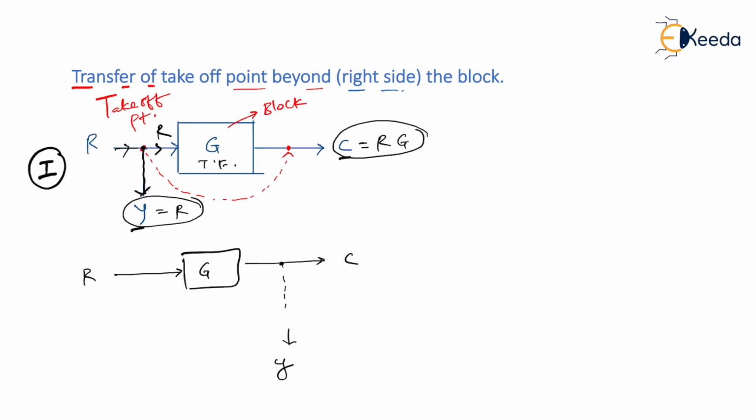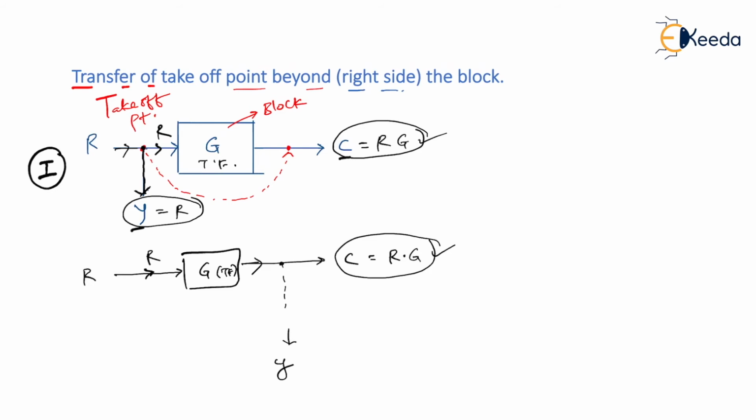But then after shifting, we have to make sure that both the outputs should give the same value, right? Look at C. Can I say C is still R into G? There is no problem because still R is only input. G is the only transfer function. I haven't changed it, and output of this block is nothing but C. So C equal to R into G. Then there is no problem with C. I'm getting same C as previous.